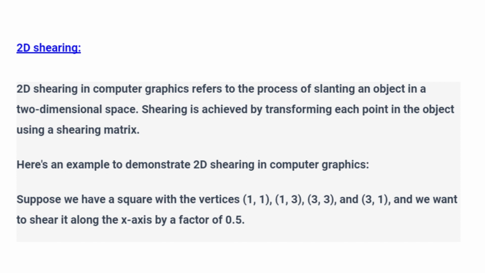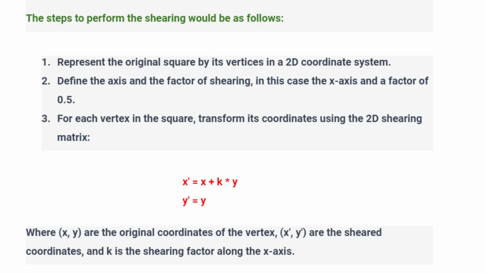Here is an example to demonstrate 2D shearing in computer graphics. Suppose we have a square with the vertices (1,1), (1,3), (3,3), and (3,1), and we want to shear it along the x-axis by a factor of 0.5. The steps to perform the shearing would be as follows. Represent the original square by its vertices in a 2D coordinate system. Define the axis and the factor of shearing, in this case the x-axis, and a factor of 0.5.